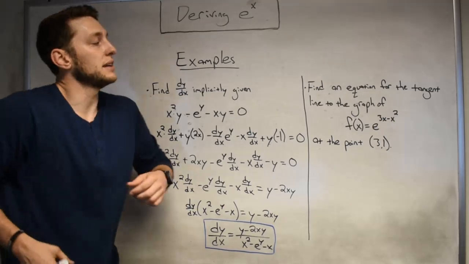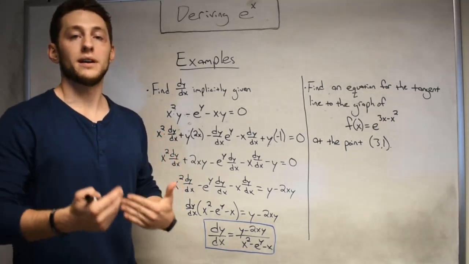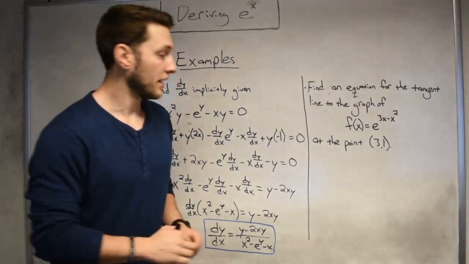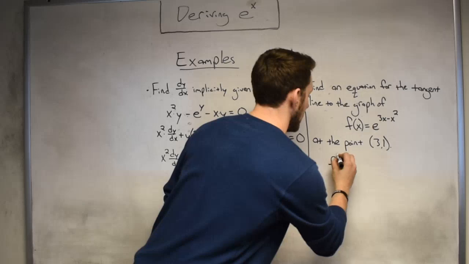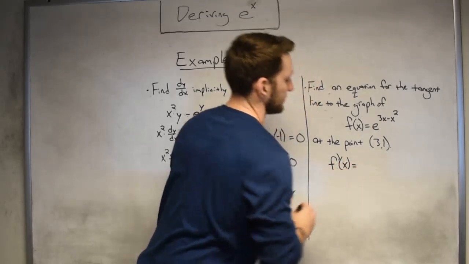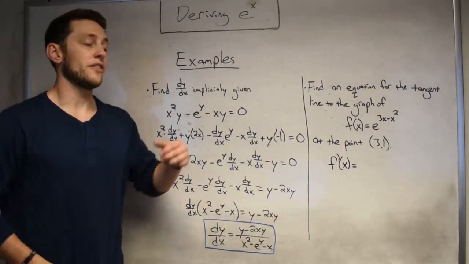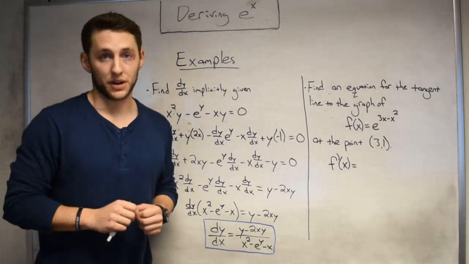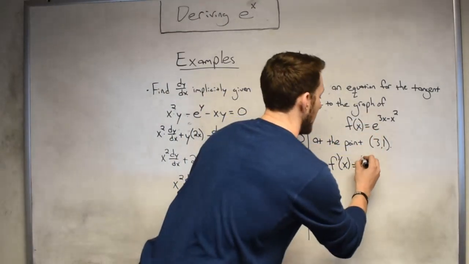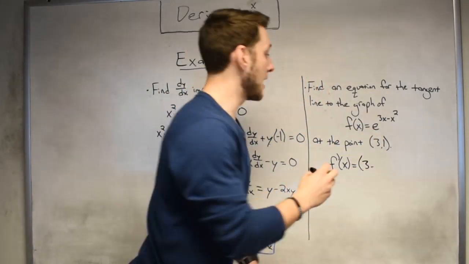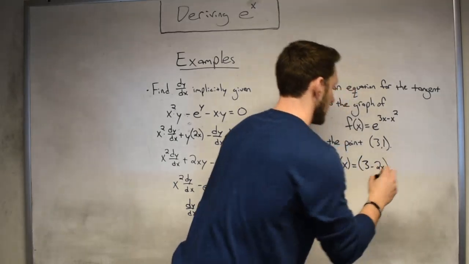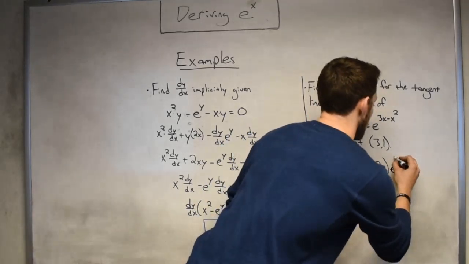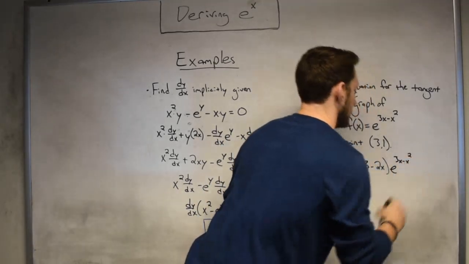Yet again, when we're finding equations of tangent lines, the first thing we want is the slope. In order to get the slope, that screams find the derivative. So first step, get our hands on f prime. Now the derivative of e to some power involving x is the derivative of the power times the original function. The derivative of the power is 3 minus 2x. The original function is just e to the 3x minus x squared.